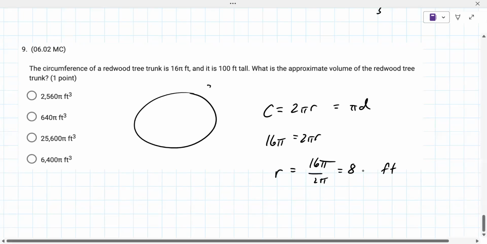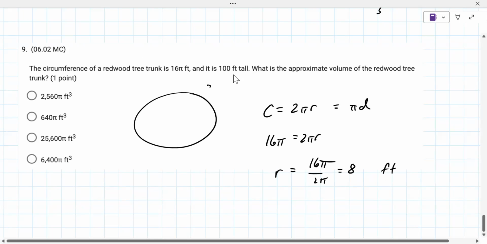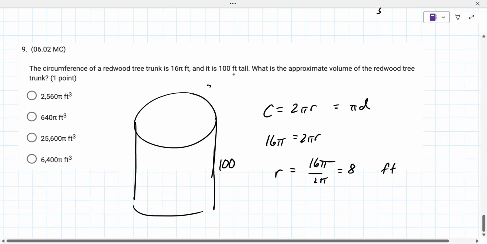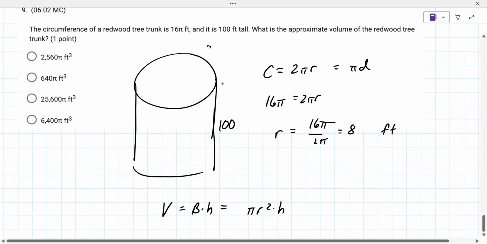Pretty big. I don't actually know if there are trees that big, but that's what it says here. So, 16 pi feet around and 100 feet tall. Now the volume here, not to scale, is the area of the base times the height. The base is pi r squared, times the height.